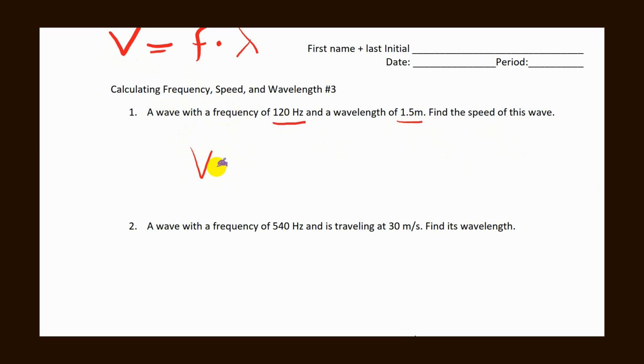According to our formula up here, you would write V. V is the speed, velocity, equal to frequency. Frequency is 120. 120 multiplied by 1.5 meters, which will give you 180. Velocity is measured in meters per second.